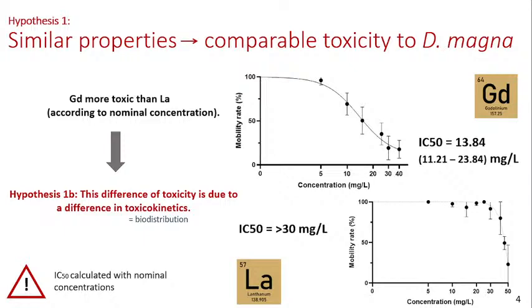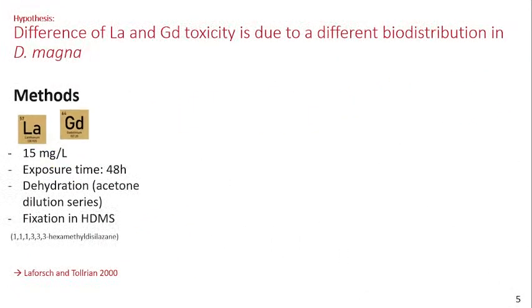And then my new hypothesis was that maybe this difference of toxicity would be due to a difference of toxicokinetics, meaning a difference of biodistribution or way to be uptaken by the organism. So maybe these two metals are accumulating in the organism in a different way. And so to verify this, I decided to focus on one nominal concentration, which was 15 milligram per liter of lanthanum or gadolinium, always separated.